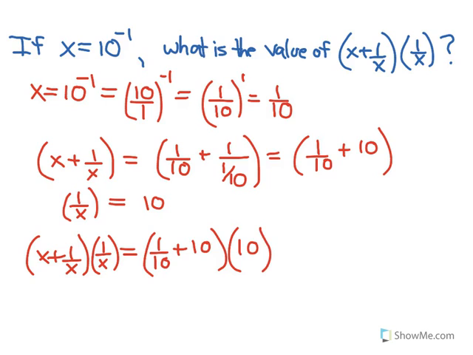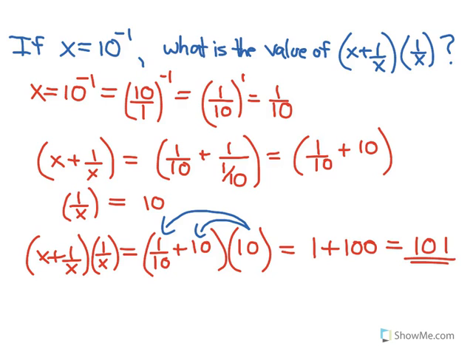Now we can do this a couple different ways. I would recommend just multiplying the 10 in. So we have one bracket times another bracket. If we use the distributive property, we can say, okay, 10 times this and 10 times this, and then add those two together. That's probably the easiest, because if we recognize that 1 over 10 times 10 just equals 1, because it's 10 over 10. So this is going to equal 1 plus 10 times 10 is 100. So the final answer is 101.